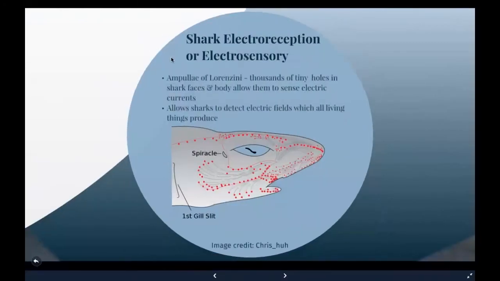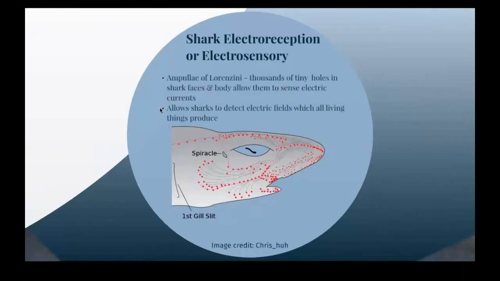Shark electroreception, or electrosensory. So these tiny holes here are called the ampullae of Lorenzi, named after the guy, Lorenzi, his last name, who discovered them. So there are thousands of tiny holes in a shark's face and body, which allows them to sense electric currents from living organisms around them. So all living organisms exude electric currents. Sharks can sense those in their bodies. This allows them to detect electric fields, which all living things produce.